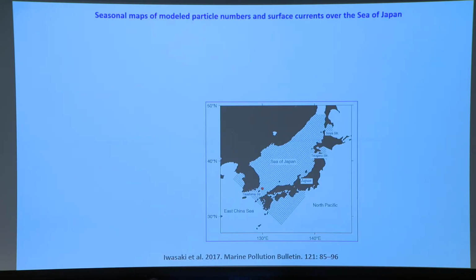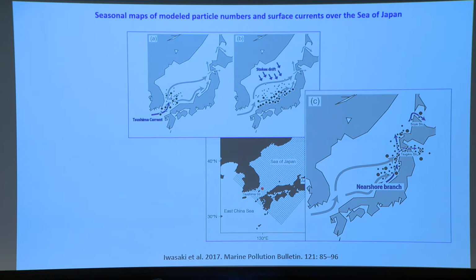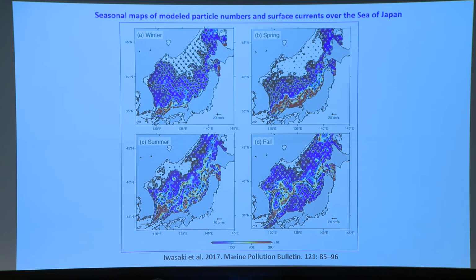So Iwasaki modeled the particles in the Sea of Japan with surface currents. The particles were released at the red dot. They entered the Sea of Japan at the Tsushima Strait. And they're carried by the Tsushima current and the Stokes drift along the coast of Japan. And finally, the nearshore branch of the Tsushima current carries them outside of the two straits. And this particle distribution changes by the season.